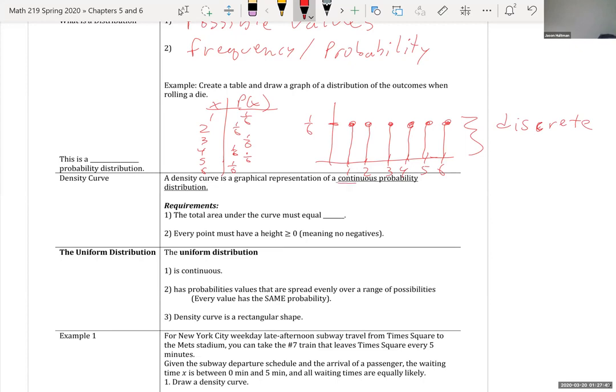A density curve is a graphical representation of a continuous probability distribution. So this one's continuous, which means that the probability is not represented by the top value. The probability is represented by the total area. The requirements: number 1, the total area under the curve must equal 1. And number 2, every point must have a height greater than or equal to 0, meaning no negatives. Cannot have any negatives.